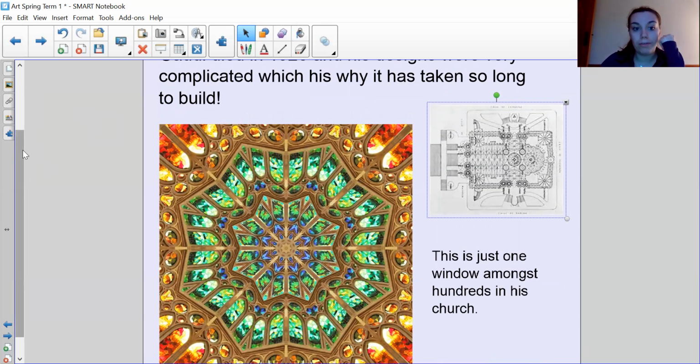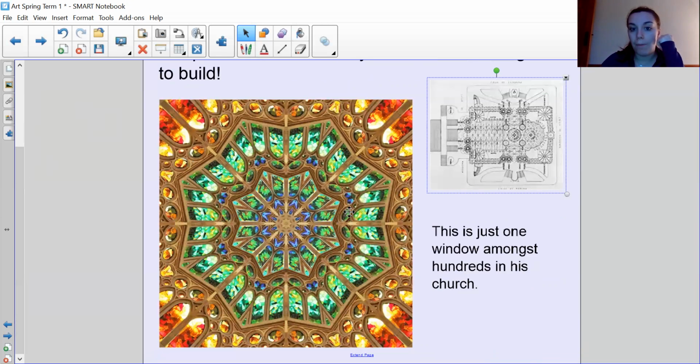Here is one of the beautiful stained glass windows at one side of the church. All the different colours and the shapes, and they are beautiful, and he's used something called tessellating shapes, which is when you use lots of the same shapes over and over again to make a symmetrical pattern, so all the patterns line up.